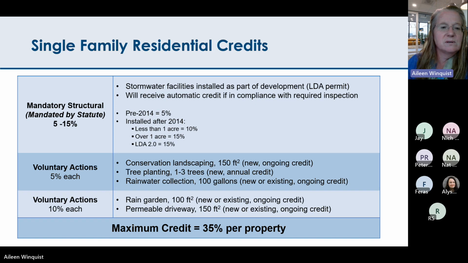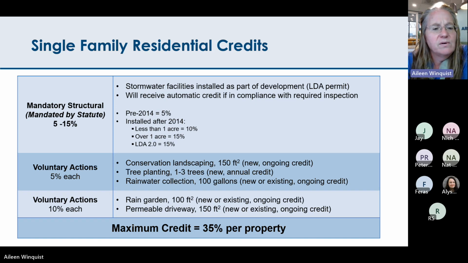So again, these are facilities such as stormwater planters, pervious driveways, things like that, and they are required to do regular inspection and maintenance and certify those with the county. If that process is completed on time, then those property owners will receive an automatic credit on their stormwater utility bill. The amount varies depending on when the facility was installed, because the requirements for the facilities became more stringent in more recent years. So the more recently the facility was installed, the higher the credit that is available.